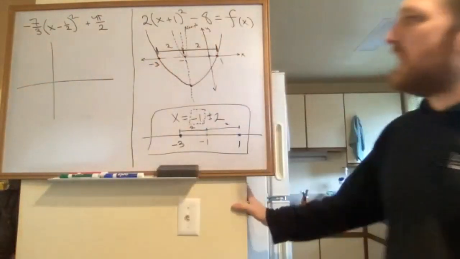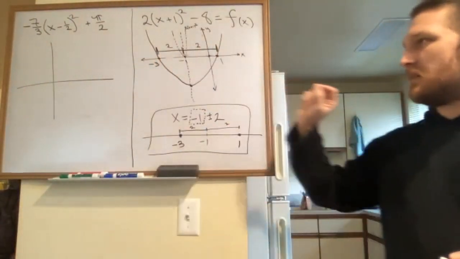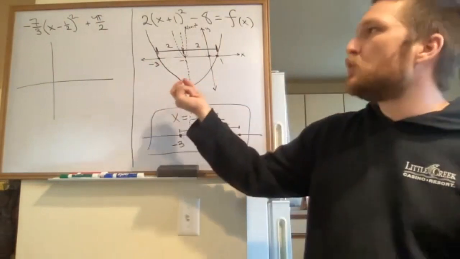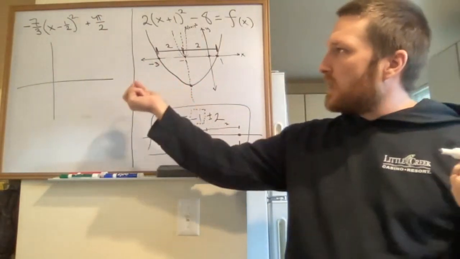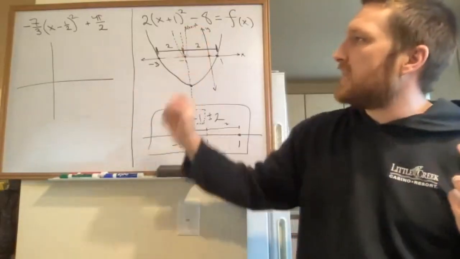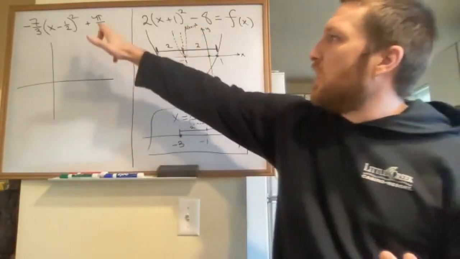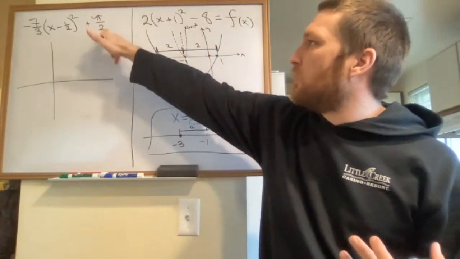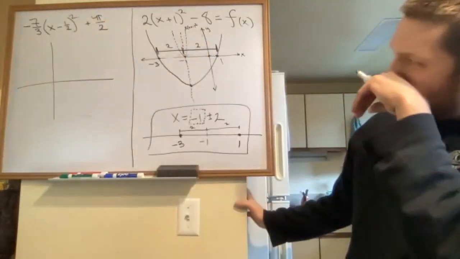Let's think about what we did, right? The vertex is, you just think about the 2 shifts that we have, right? One of them moves it to the right and the left, the other one moves it up and down. So ultimately, where does the vertex end up with this guy right there?